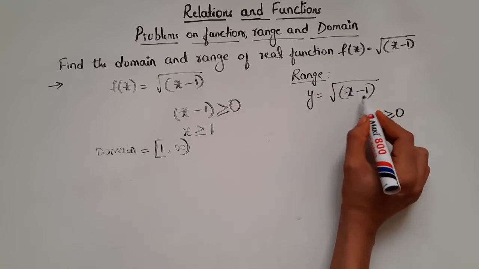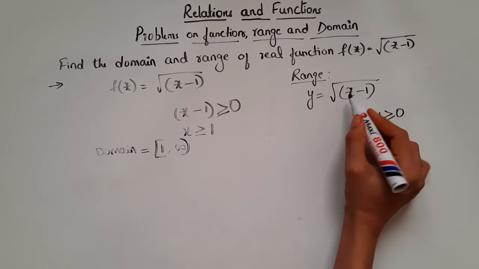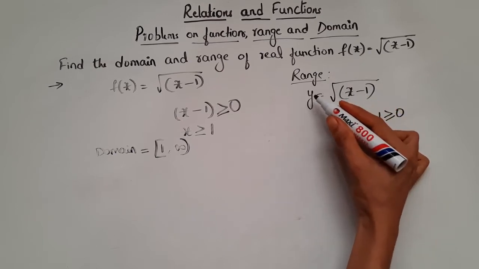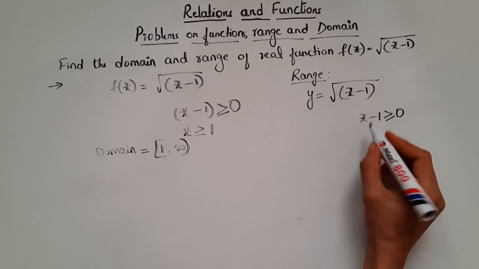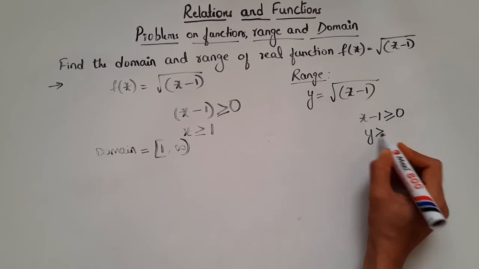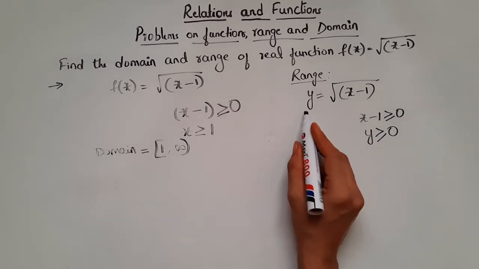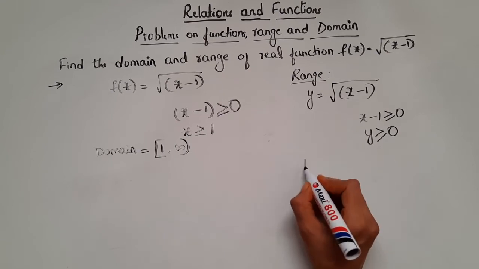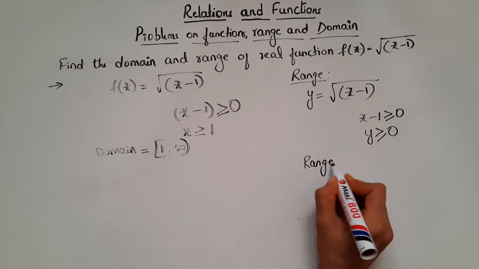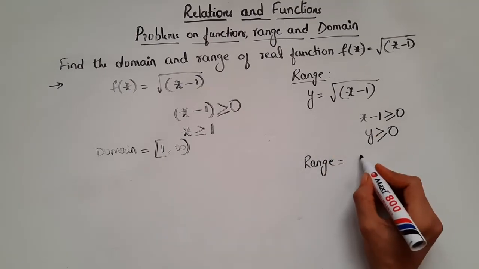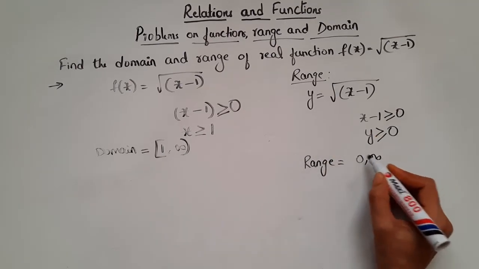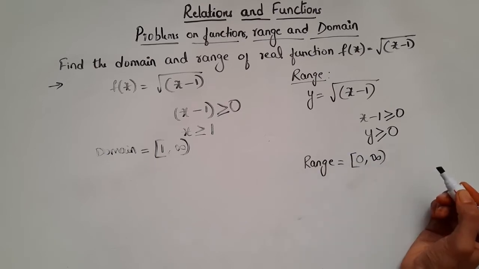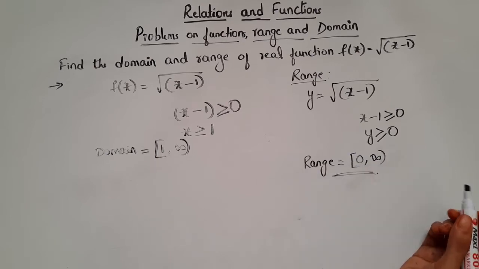So if this is greater than or equal to 0, square root of 0 is 0. So y will take the value from 0. So y also will be greater than or equal to 0. The answer you get will be greater than or equal to 0. Right? So therefore range, your answer will be from 0 to infinity. So 0 is included. Infinity means open bracket. So I hope this is clear. Let's see some more examples. But before that, pause the video and note this down.